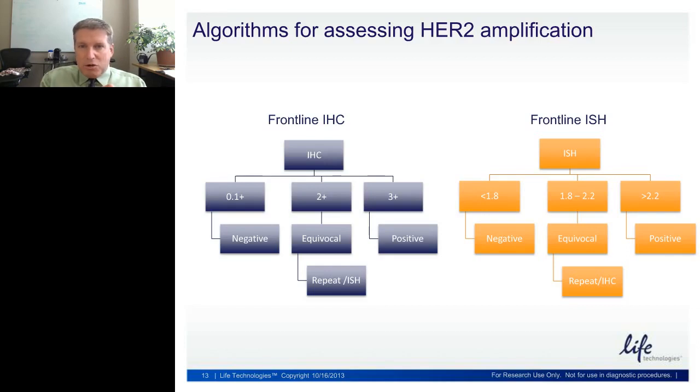And again, if it falls into this equivocal range of 1.8 to 2.2, then you should repeat the experiment to find out whether or not there's actual repeat there. Okay?